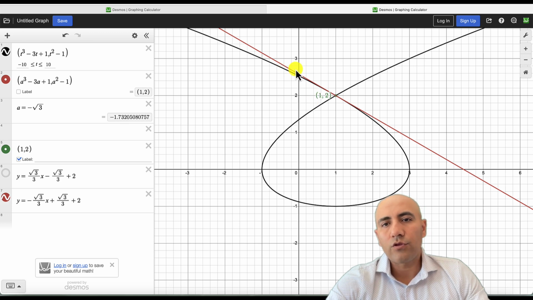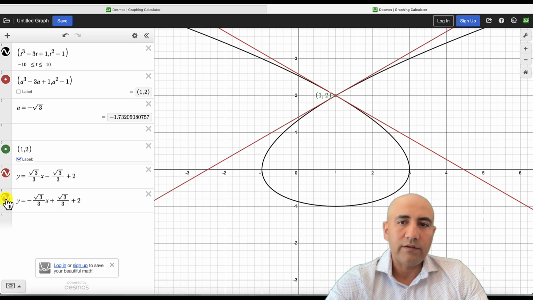So at negative root 3, the graph crosses this point, 1 comma 2. Remember, it was going in this direction at that point. And so we have a slope going down like this, and the tangent line is right here, this red one. And then as we keep going at positive root 3, we do another lap of this thing. Now we're going up this way, and so now the tangent line is going to be this one. It's got a positive slope going that way. Okay, so those are the two equations of our tangent lines at that point.